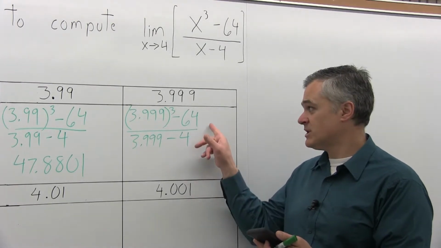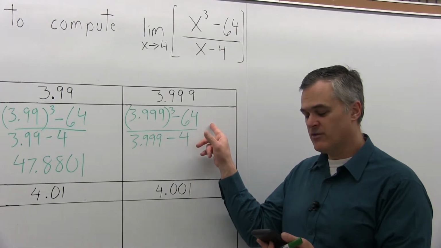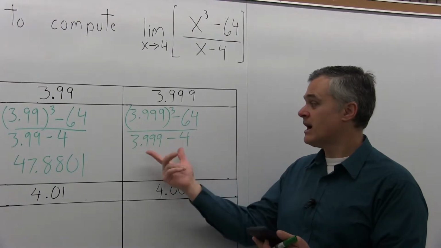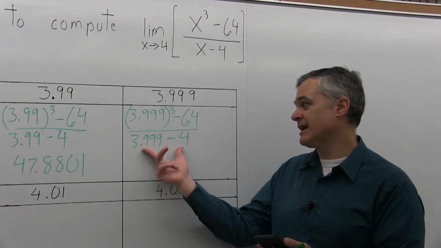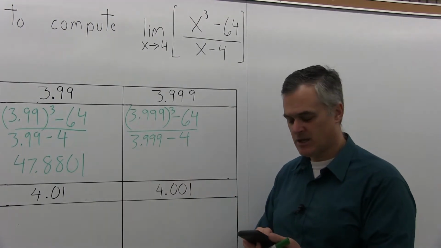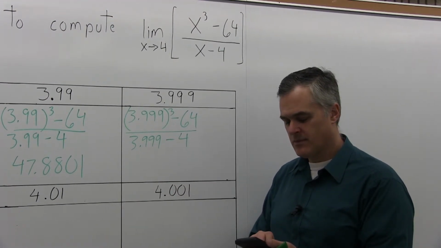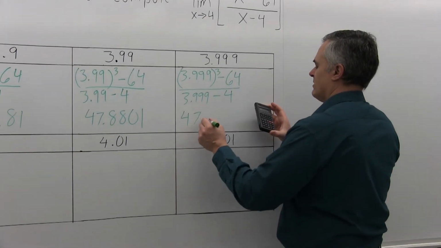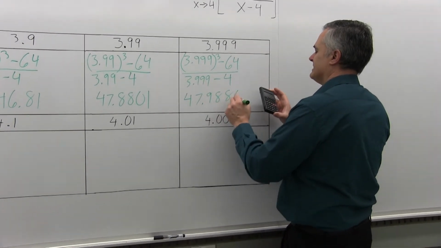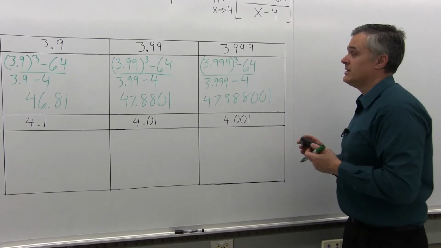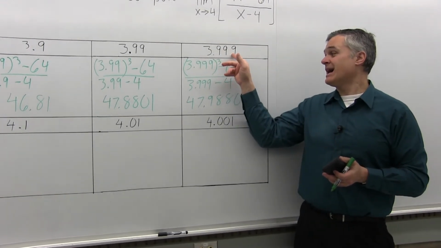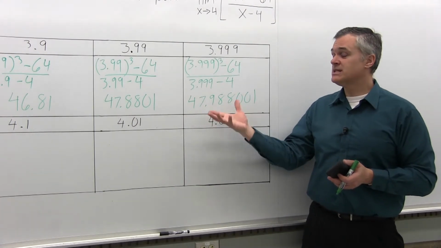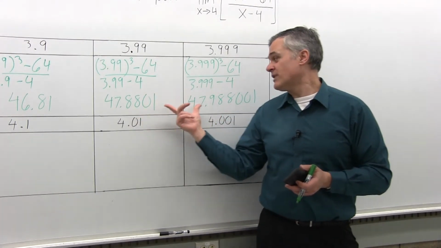And again, the calculator tells me in the numerator of this problem, I'm getting negative 0.047988001. I'm going to divide that by, I can see the denominator will be negative 0.001. I can do that subtraction in my head. And the result comes out to positive 47.988001. So if I put in a 3.999 for x, I get a 47.988001 out for y. So it seems that my outputs are getting closer to a value of 48.